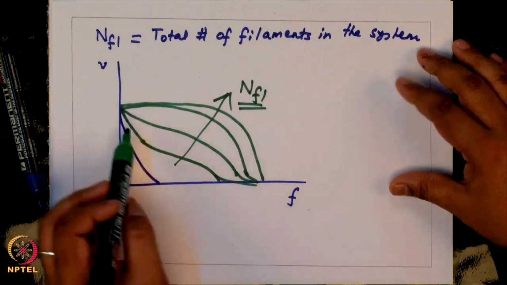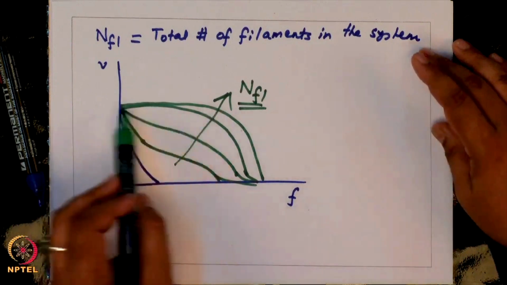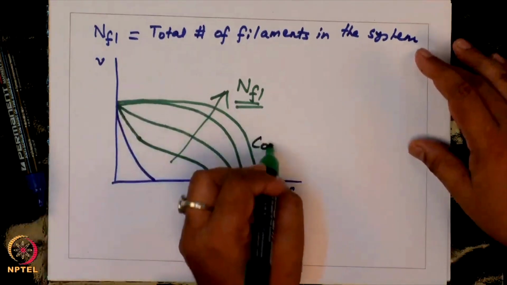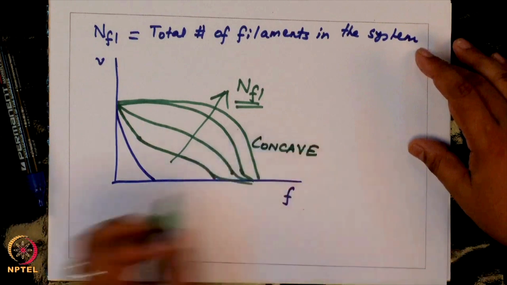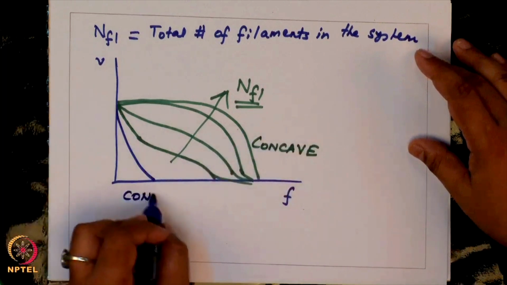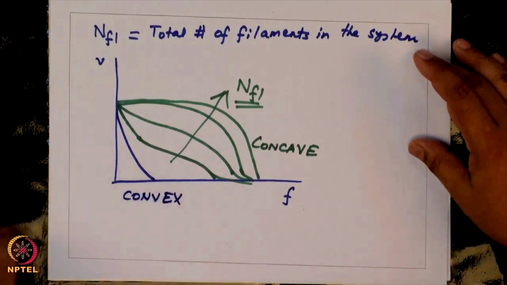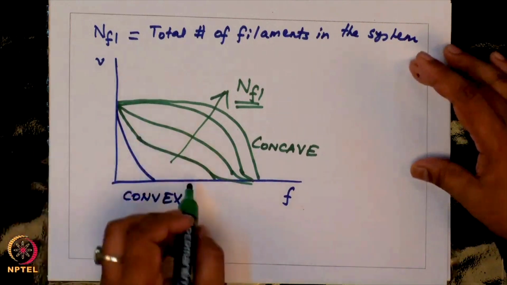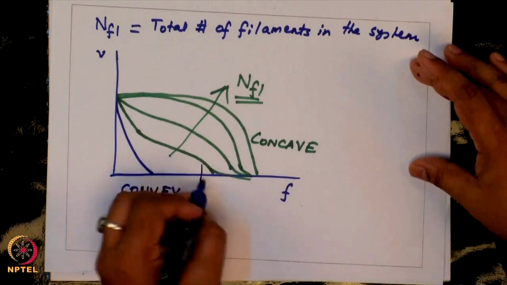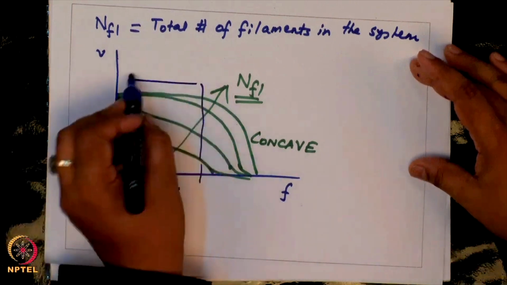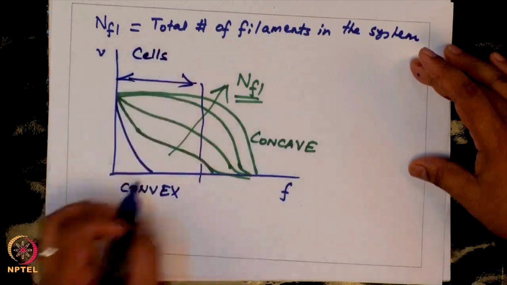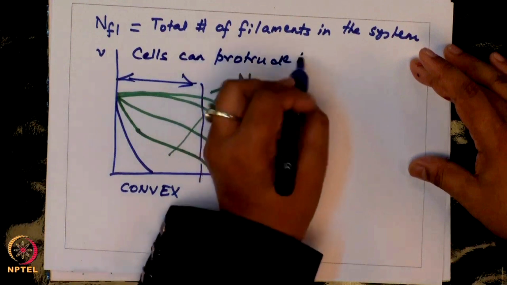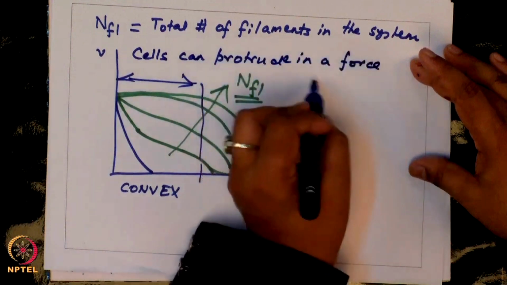So, from the profile you see that as you increase the number of filaments, beyond a certain value of NFL, your curve is concave. The rightmost end is concave, the leftmost end is convex. Increasing the number of filaments will make the force velocity curve more and more concave, which means over a wide range of forces, in this range, cells can protrude in a force independent manner.